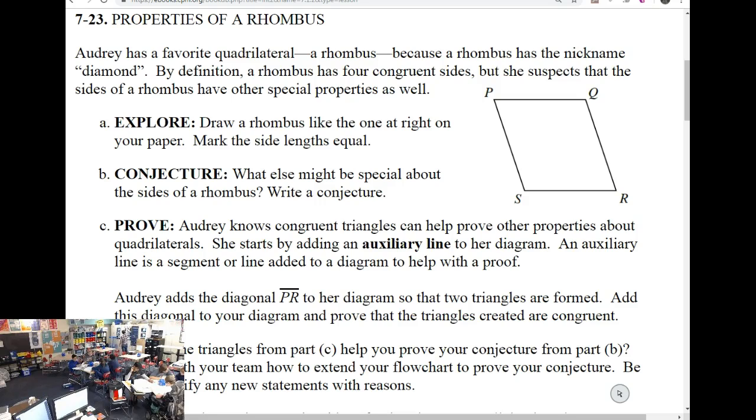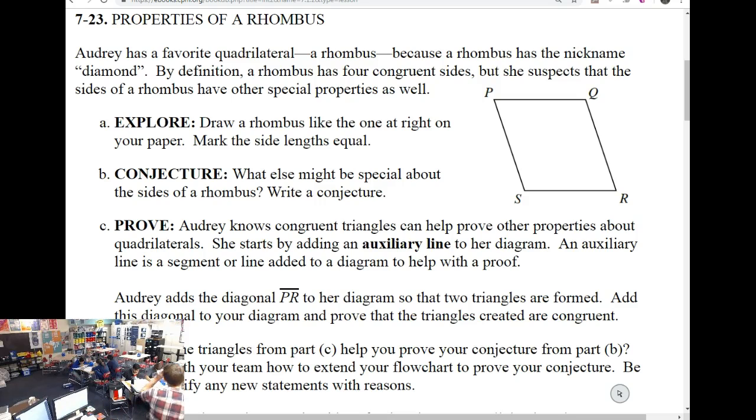What are you guys even talking about? It never says that we have to make a flow chart. Add both diagonals to your diagram and prove that they're congruent. Look at part D. Okay, so how do we want to do this? Statement first. Congruent angles, because we already know that these are parallel. Yeah, right angles.